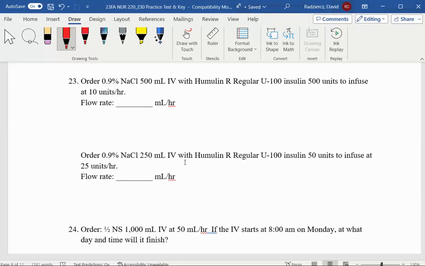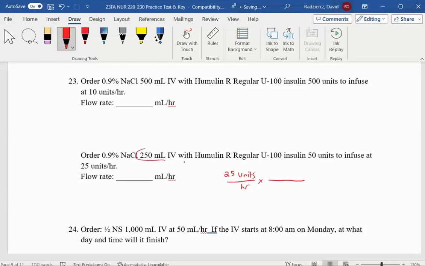The insulin questions are just converting one flow rate type, units per hour, to another flow rate type, milliliters per hour. So I'm going to do the second insulin question. I'm going to start with my flow rate of 25 units per hour, and see what I have available IV wise.